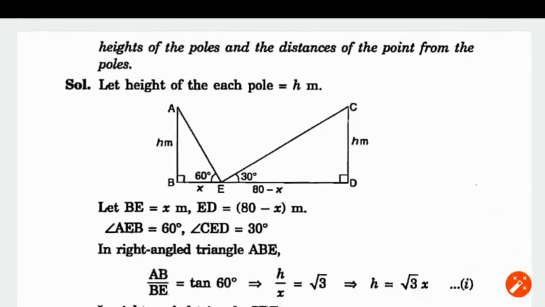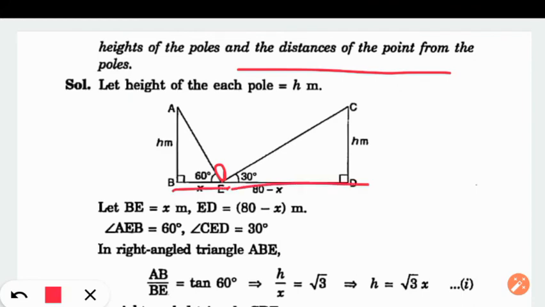What are we required to find? We are required to find the height of the poles. So I have taken it as h meter. And we are also required to find the distances of the point from the poles. Which point? This point. From this point, what are the distances from the poles, which are BE and DE. We are required to find these also.